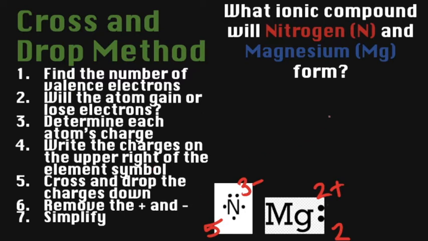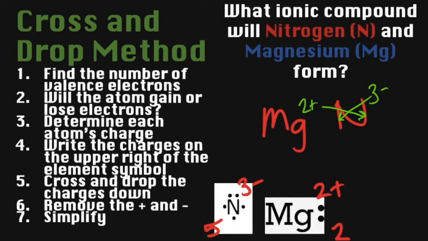Now, what I'm going to do is rewrite everything. Mg, N. I'm going to put a little bit of a space here. I'm going to use a couple different colors. So I'm going to write the charges on the upper right of the element symbol. So up here we have 2+. Here we have 3-. Okay, those are the charges up there. All right. So what we're going to do next is we're going to cross and drop these down.